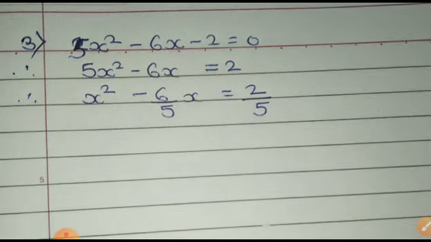Next, what should it be? I have to add. What should be added here? It should be 1 by 2 multiplied with, what is my b? Minus 6 by 5. So what should be added? 1 by 2 into minus 6 by 5 the whole square. That should be added on both sides. But minus 6 by 5, I can write it as plus 6 by 5 itself. I have already explained this in the previous question.